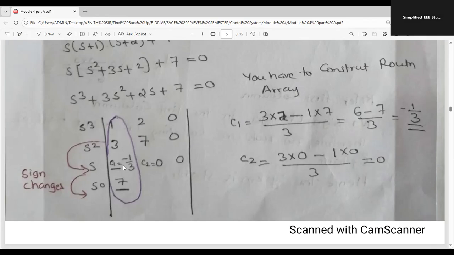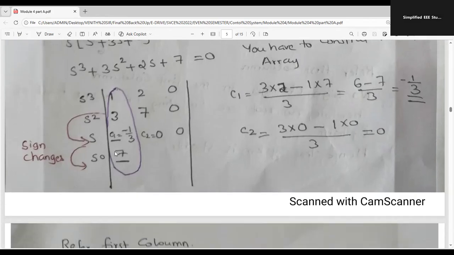Next, you have to calculate the unknown elements. First of all, I have written the unknown elements C1, C2, like that I can write it. First, you compute C1. How to calculate C1? C1 is nothing but, here you please observe carefully. First, you consider these elements to compute the new element. 3 into 2, I have written here, 3 into 2, minus 1 into 7, correct, 1 into 7 upon 3. So that I'll be getting minus 1 by 3. If you want, you can write minus 0.33, that is also acceptable.